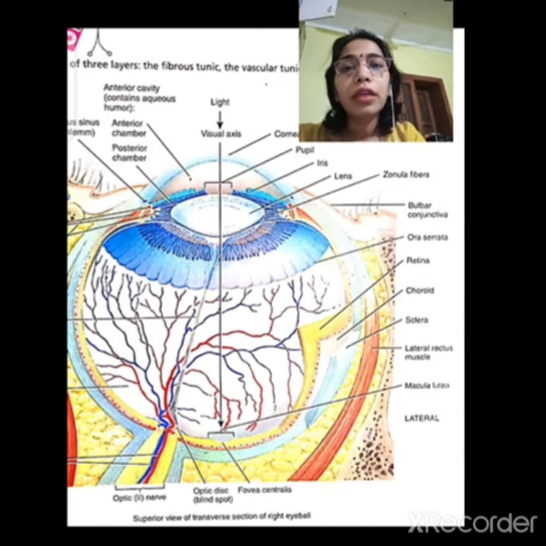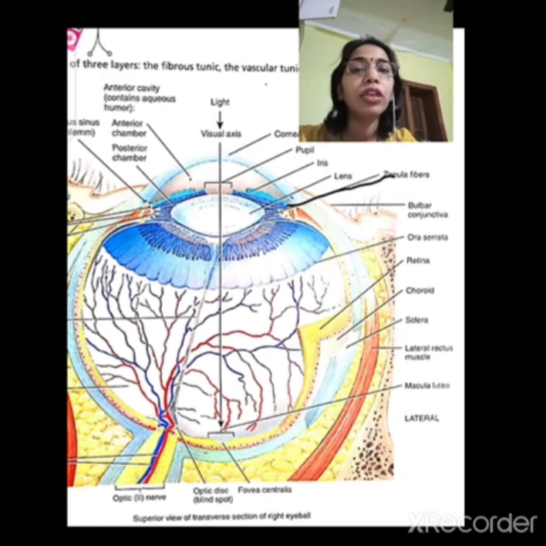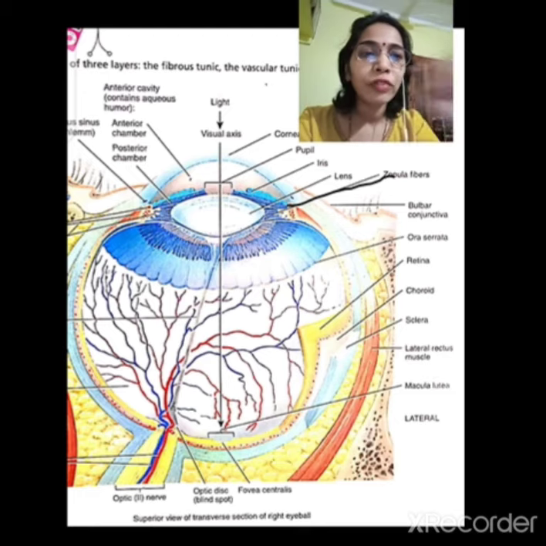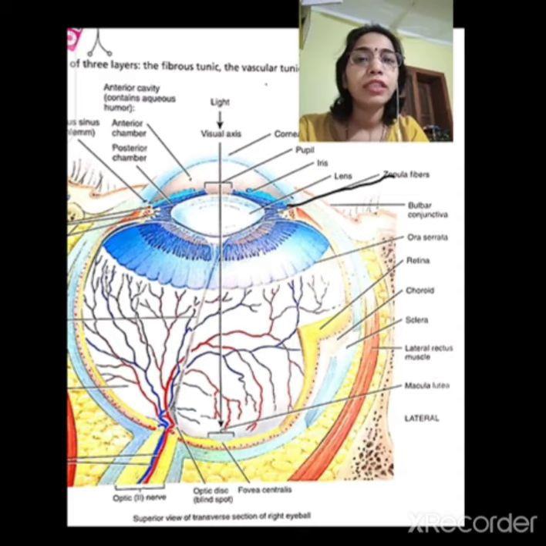This is the zonular fibers. These are the ligaments which are attached to the lens. They keep the lens in place. The fibers consist of thin yellow fibrils that resemble elastic connective tissue. They consist of elastic connective tissue.